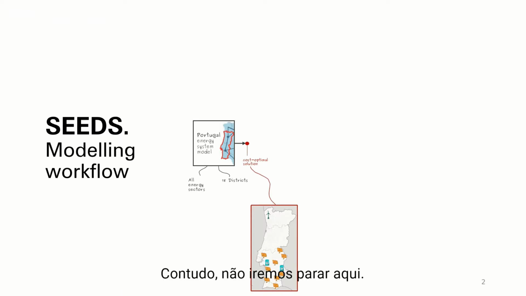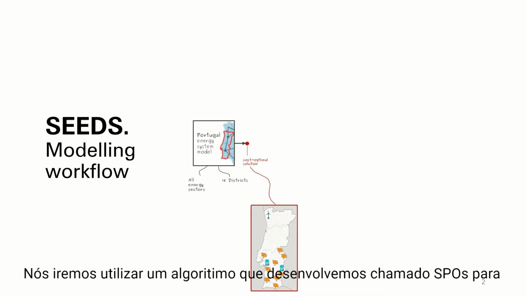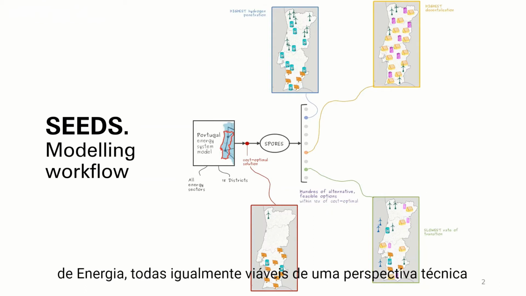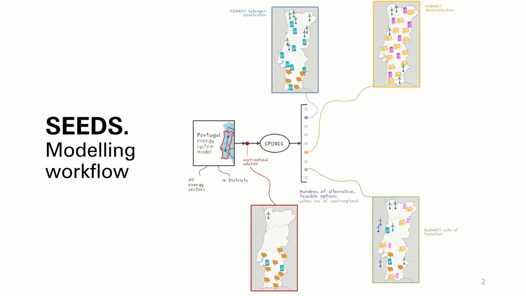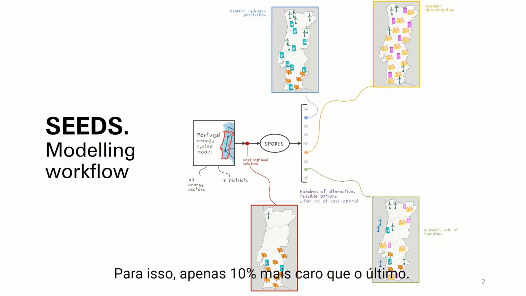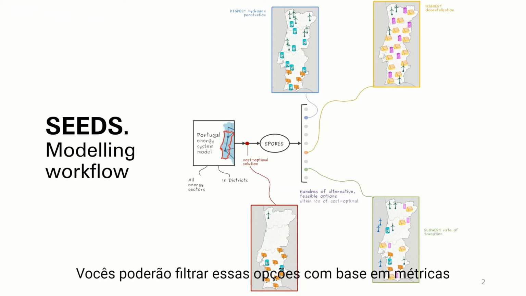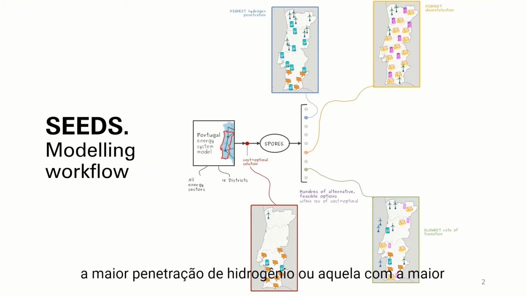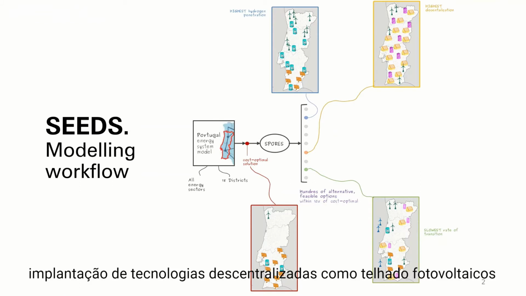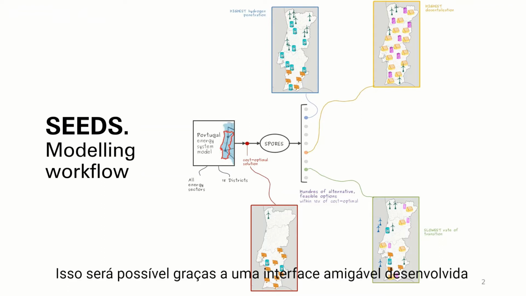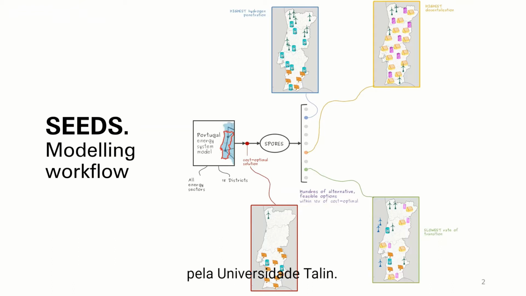However, we will not stop here. We will use an algorithm that we developed called SPOS to generate hundreds of alternative infrastructure deployment strategies, all equally feasible from a technical perspective and all economically close to the cost-optimal solution. For instance, just 10% more costly than the latter. You will be able to filter such options based on predefined metrics. For instance, finding the one strategy that has the highest hydrogen penetration or the one with the highest deployment of decentralized technologies like rooftop photovoltaic and home batteries. This will be made possible by a user-friendly interface developed by Tallinn University.